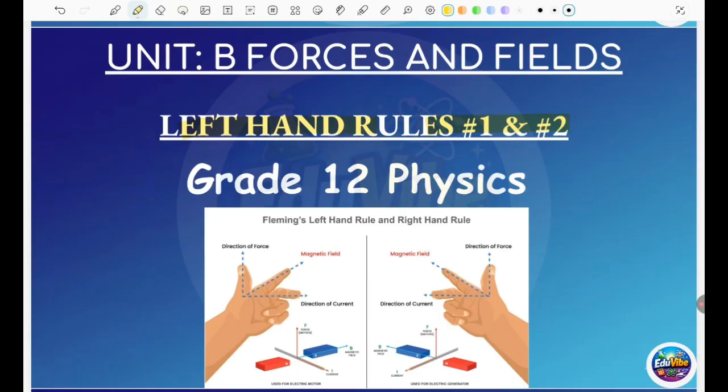You already have some intuition about what we do with our hands. It is the left hand rule of magnetism, where we can find where the magnetic field goes, where the force goes, and the direction of the current. That's everything we have to know from here.